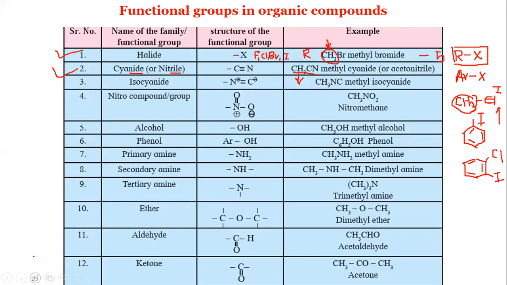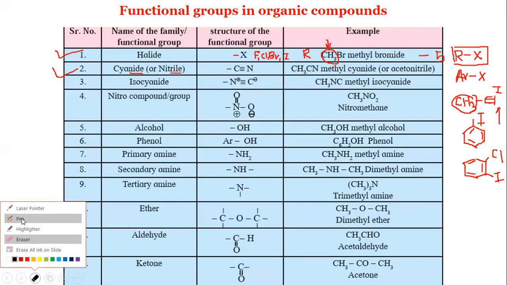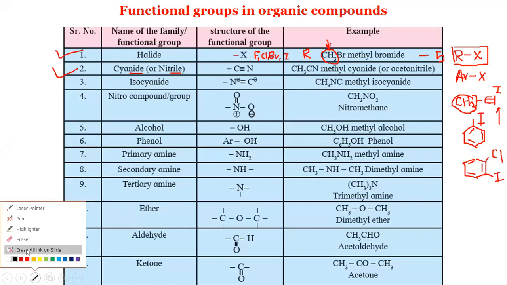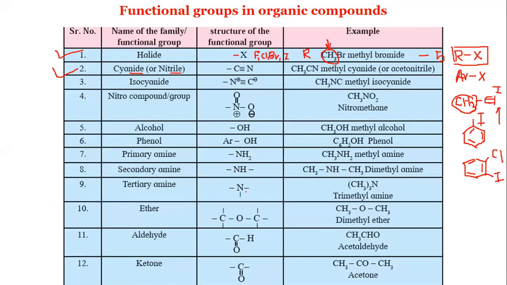Only what we have to do, we have to change the R group. Instead of methyl, what will be the second example? We can write ethyl also. Ethyl cyanide, then propyl cyanide. We can write pentyl cyanide. What we have to do? Only we have to increase the carbons here.